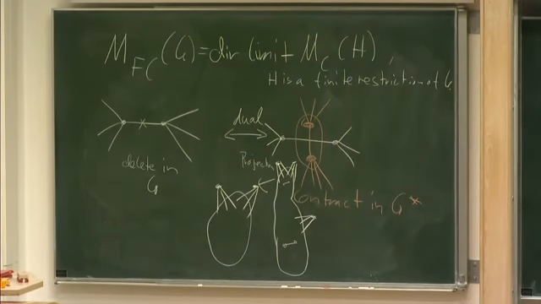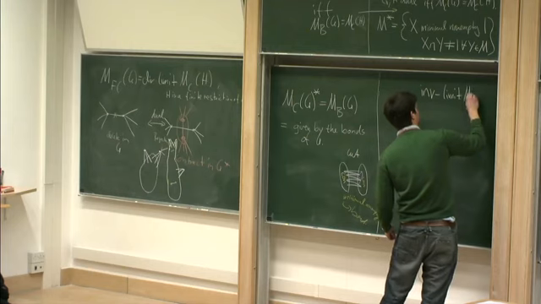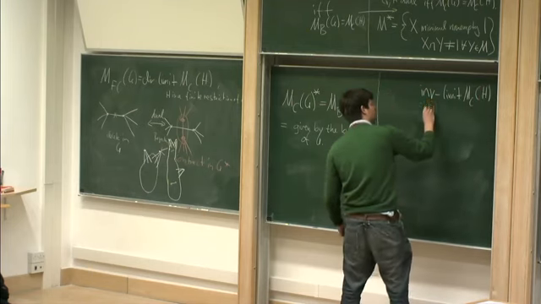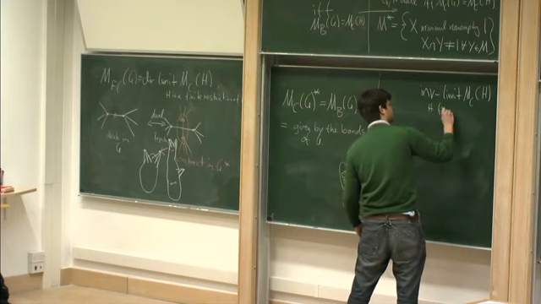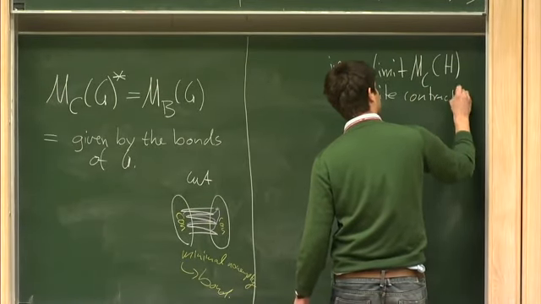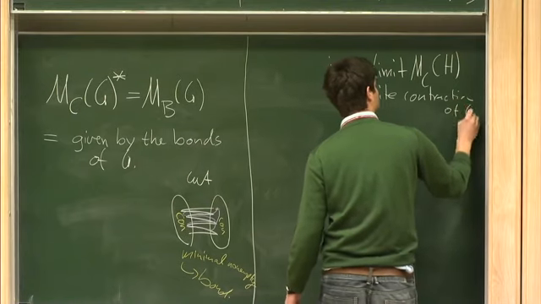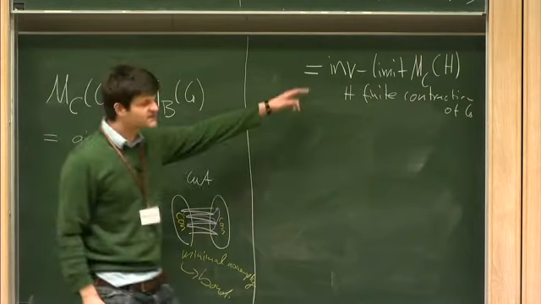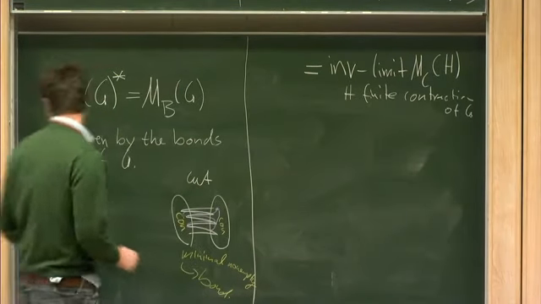Right, so what we're interested in is the inverse limit of the cycle matroids of H, where H is now a finite contraction of G. And so we're interested in what this inverse limit is.